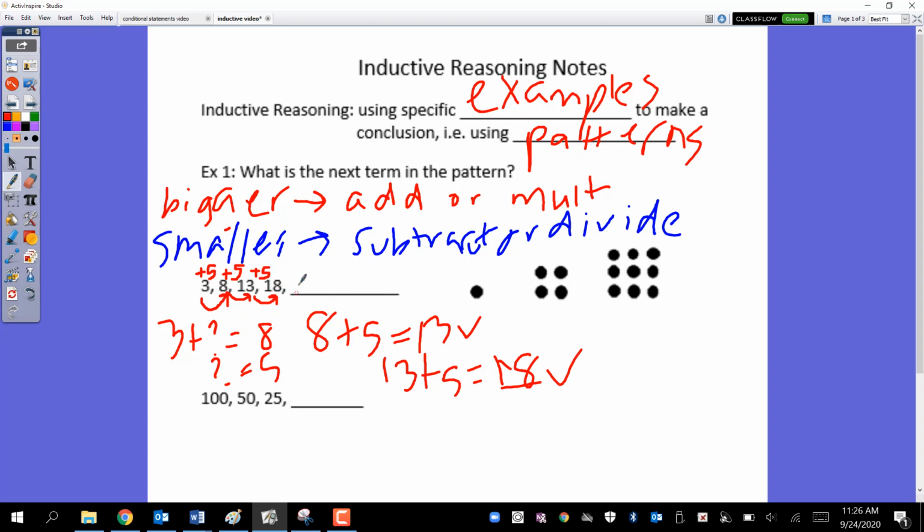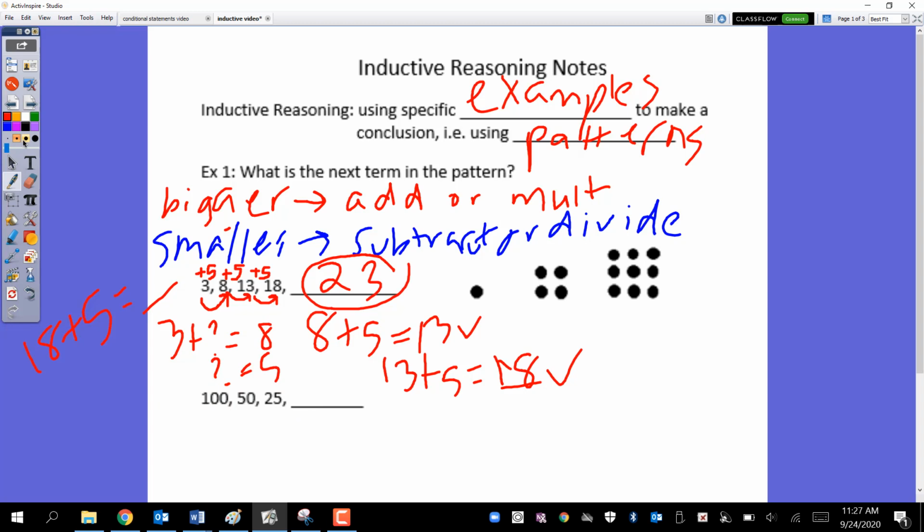So that means I need to figure out what the next number is. Well, how do I do that? You got to do the rule on the last number. So I have to do 18 plus 5, and that's going to give me what I want. When I type that in the calculator, I get 23. Okay, so the next number in the pattern is 23.